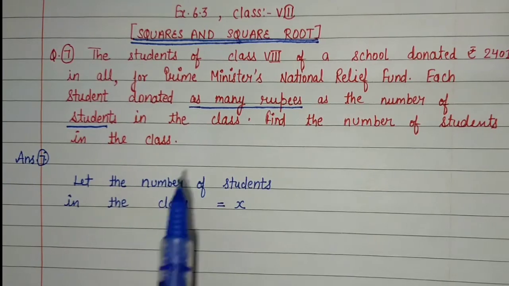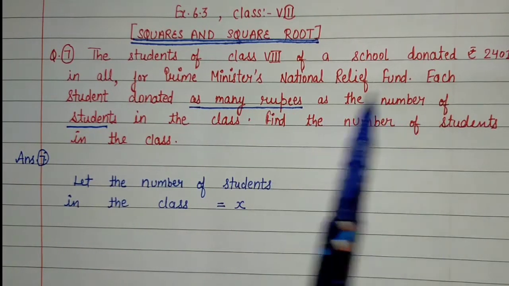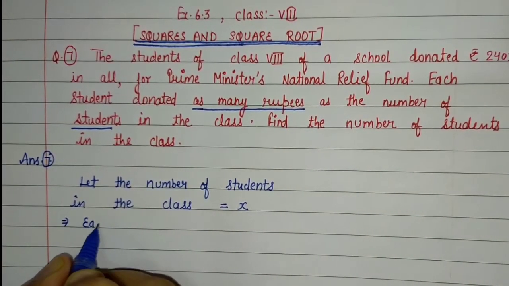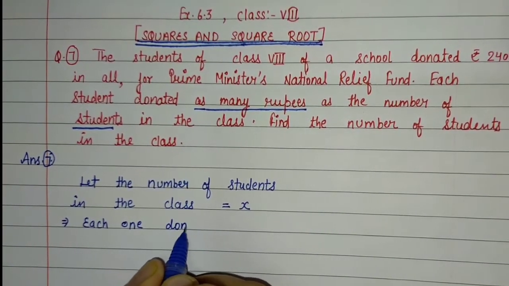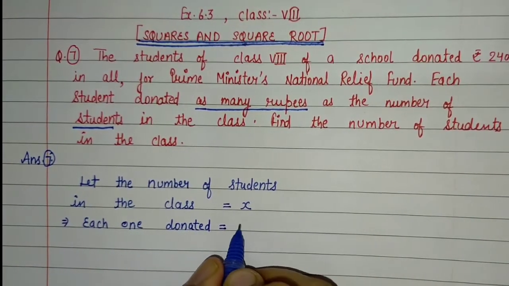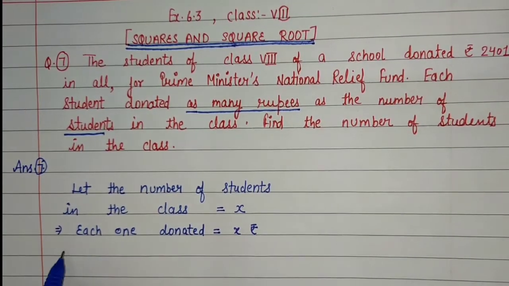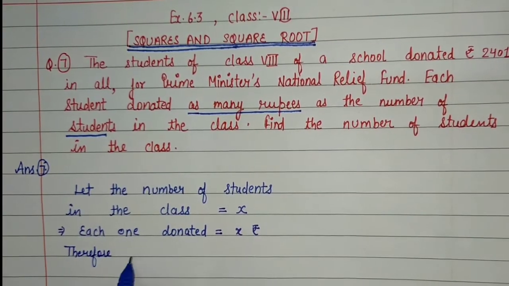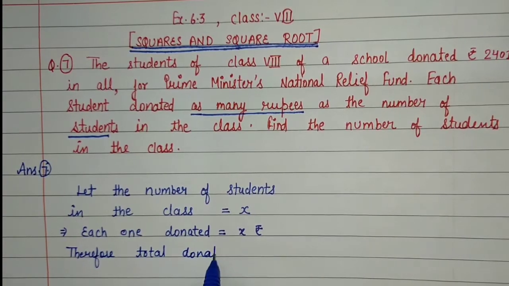It is already given that each student donated as many rupees as the number of the students. It means each one donated x rupees. Therefore, the total donated money is equal to the number of students times the amount each donated.